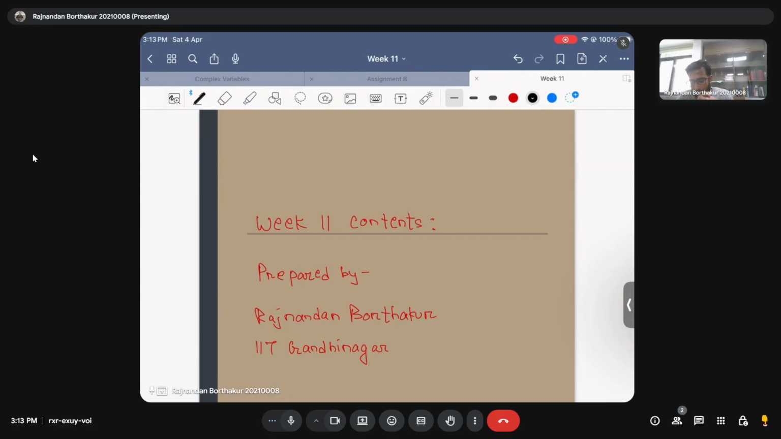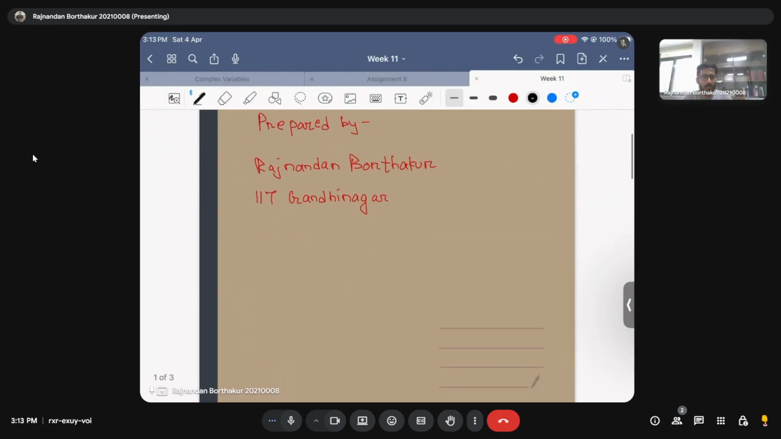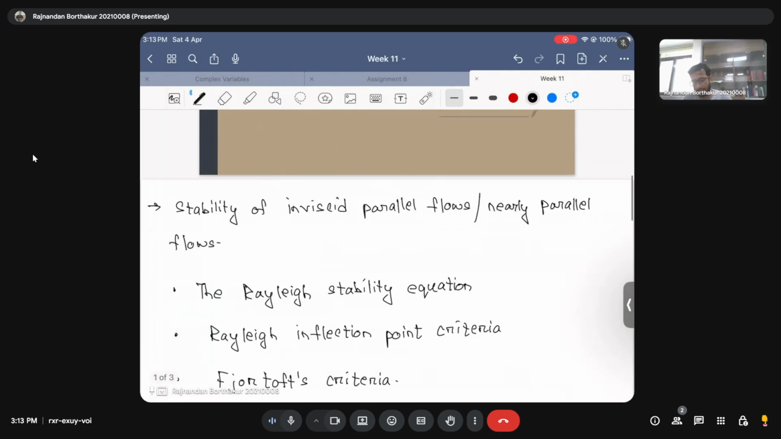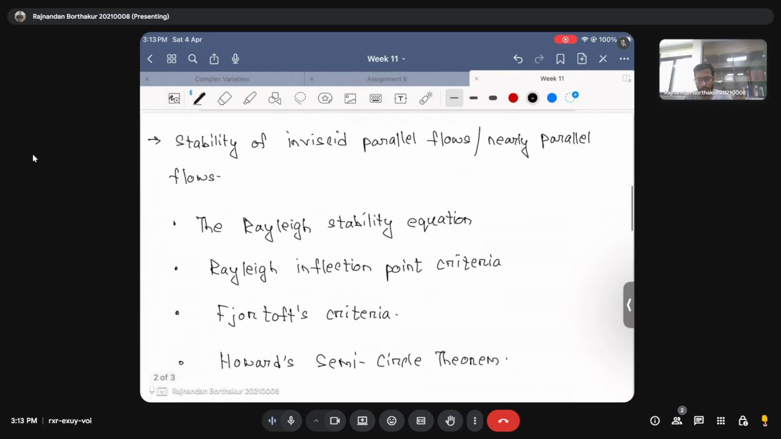Okay. So the agenda for this week and the subsequent week, because this is the last module, covers the topics which are left to discuss in the discussion hours that we are having. In the lecture series, you have typically learned the stability of viscous parallel flows.